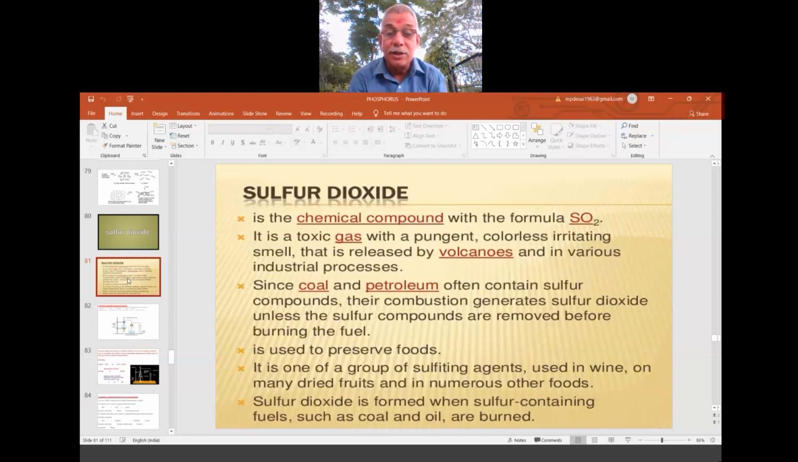Right. So it is one of a group of sulfiting agents used in wine, and on many dried fruits.